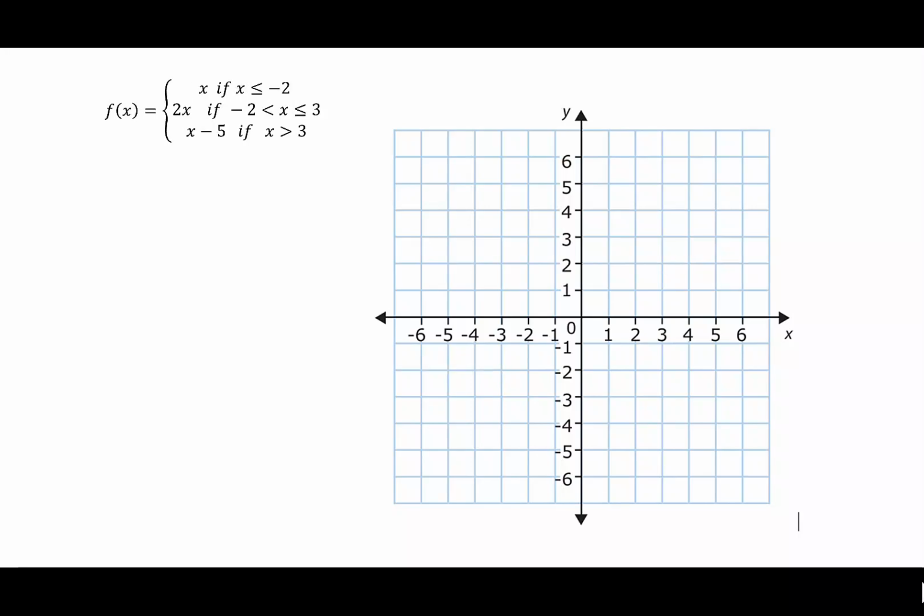Our second graph has three pieces. It says f of x is x when x is less than or equal to negative 2. It's 2x if x is greater than negative 2 but less than or equal to 3. Then it's x minus 5 when x is greater than 3.